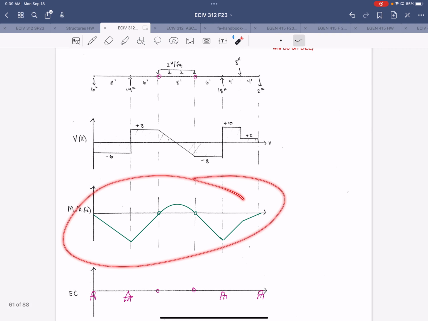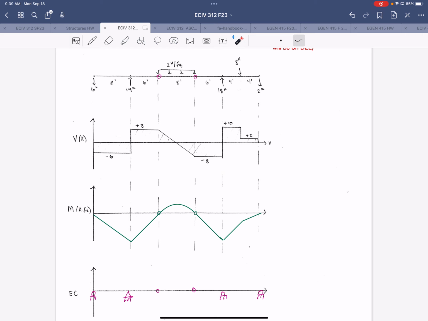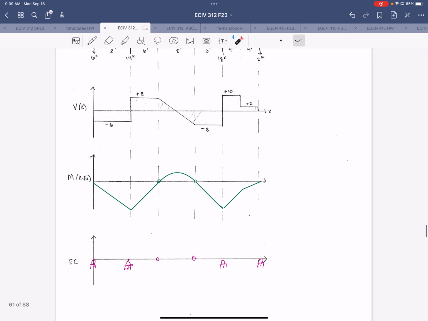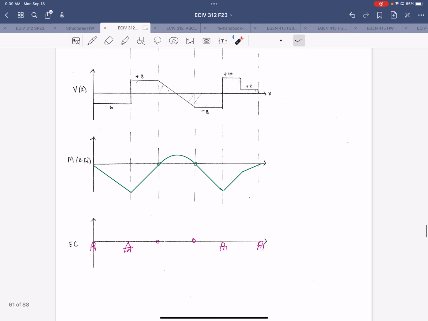But here's your moment diagram shape, right off the bat. Based on the hinge locations, you know it's got to be 0 there. It's quadratic in between, and then linear portions before and after. So you can get something like this.